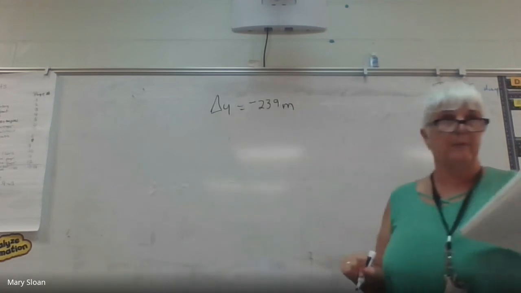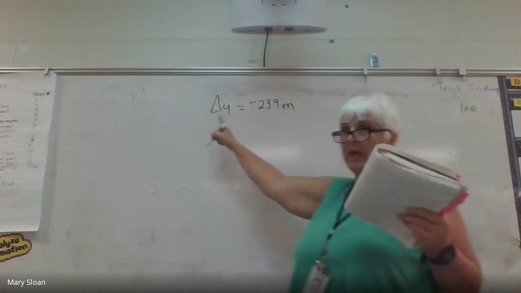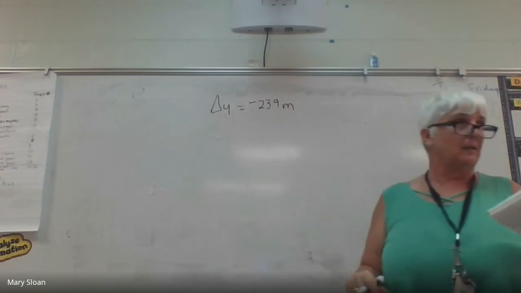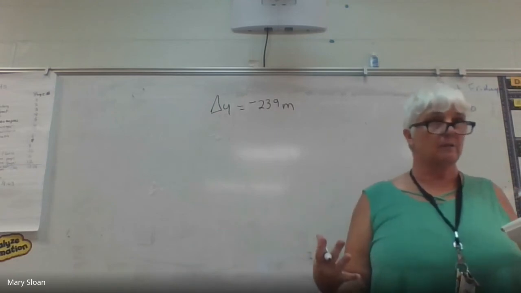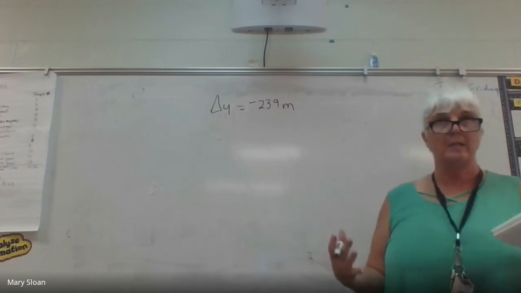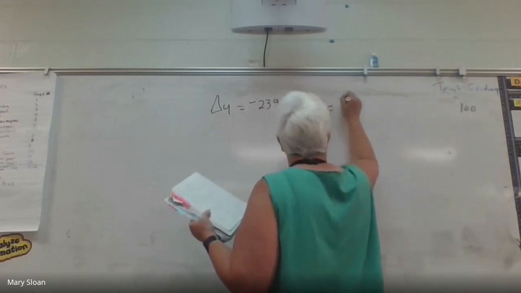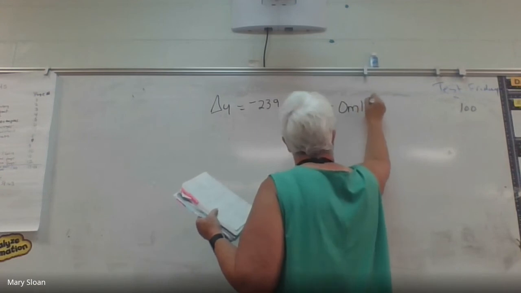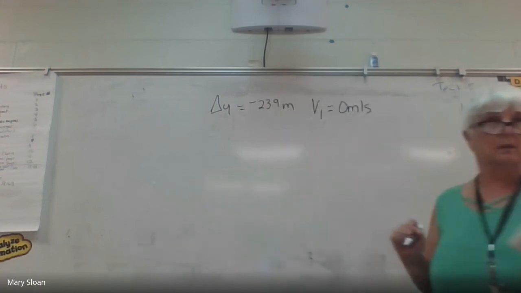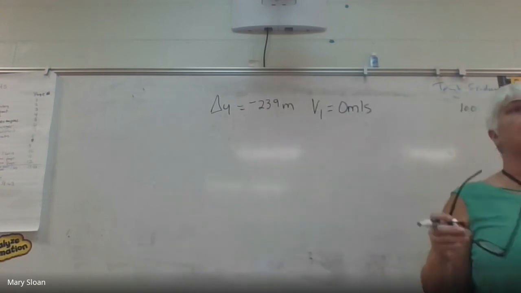How high the cliff is, that's the change in the y-axis. Everybody good so far? Okay. What is my velocity initial? She's not doing anything, is she? It's negative because she's jumping off of it.